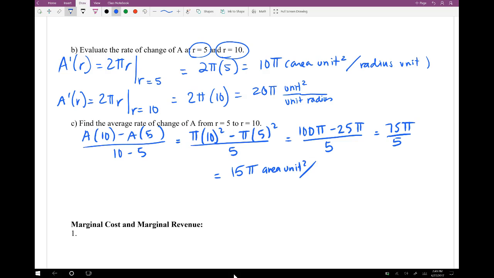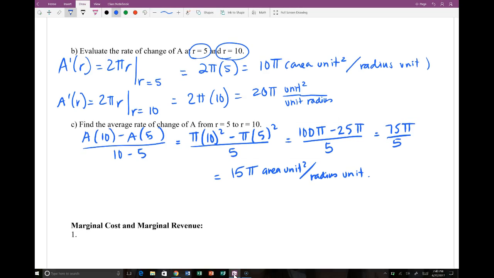squared over radius unit. Look at the difference. The rate of change at 10 is twice that at 5, would you agree? But the average rate is 15 pi. So as you can see, they are not always the same. All right, y'all, I'm just going to end right here, and I will see you next time.